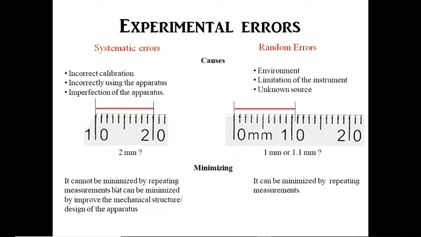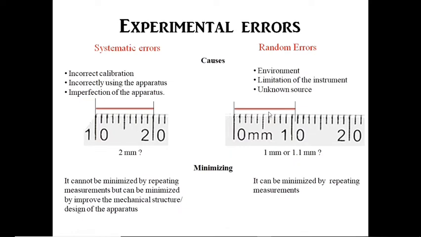How to minimize it? It cannot be minimized by repeating the measurement. Suppose you repeat the experiment with this scale, the length will give wrong information. It can be minimized by improving the mechanical structure and design of the operators. Suppose you improve it and the scale starts from 0, then you can measure the length of the rod very accurately.